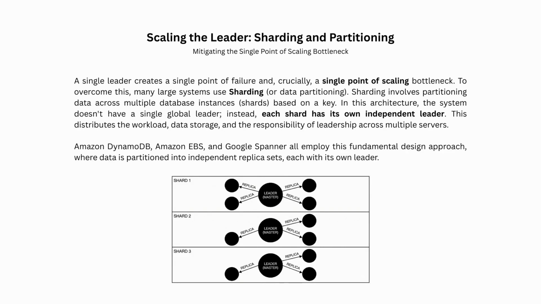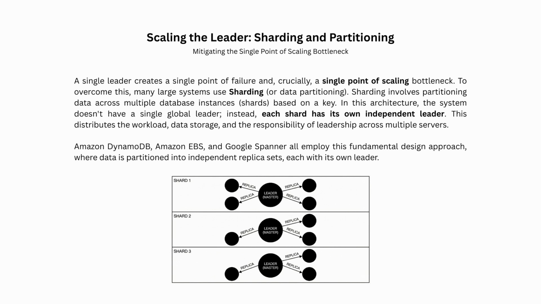One significant drawback of a single leader is the scaling limit. If a leader-elected system needs to grow beyond what one server can handle, either in data size or request rate, a complete re-architecture is required. The solution used by industry giants like DynamoDB is sharding. Instead of one monolithic leader, the data is partitioned into non-intersecting and independent replica sets.